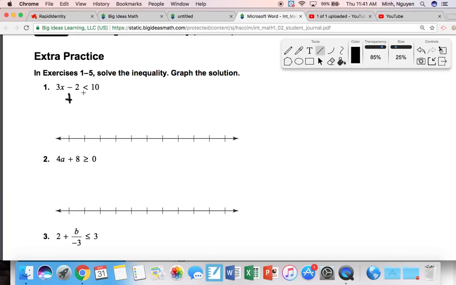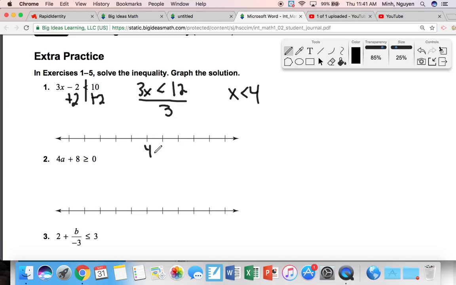So again, you treat your inequality symbol like the equal sign. To create your left and right side, you add 2, and you get 3x is less than 12. You divide both sides by 3, and you get x is less than 4, right? So x is less than 4. There's no equal sign, so empty circle, less than, so we will go to the left.